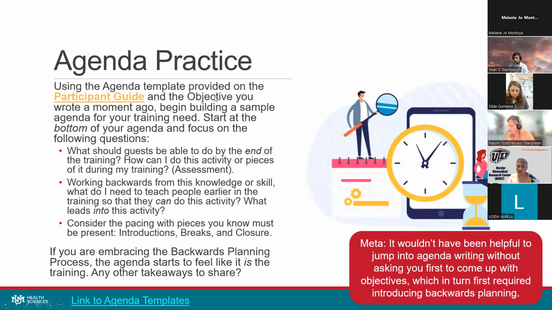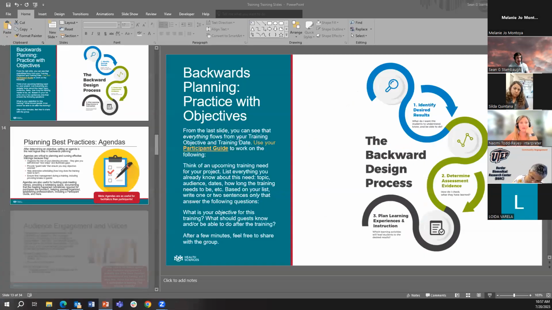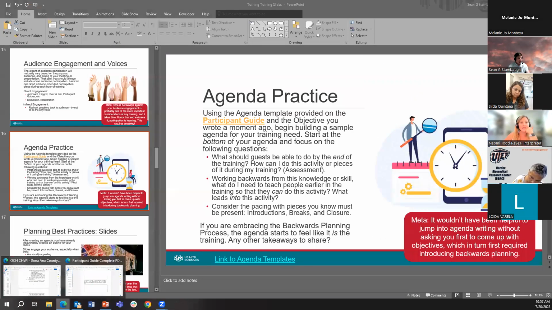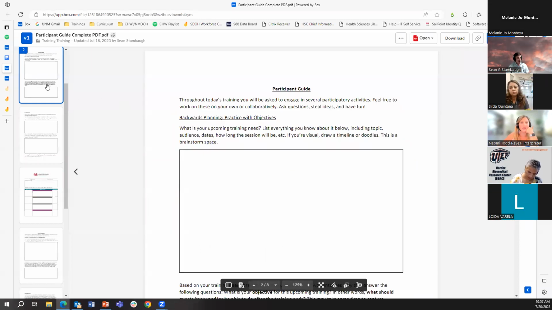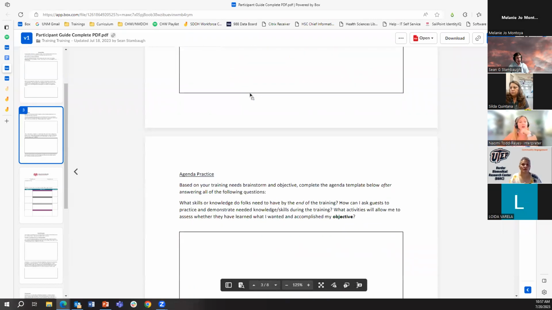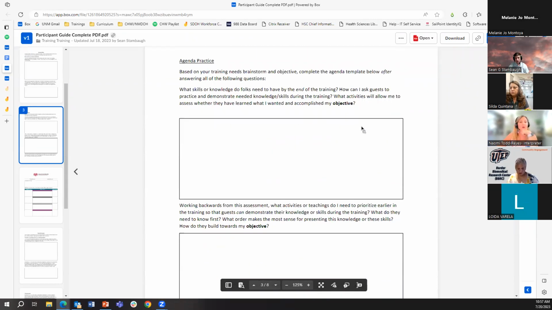So before we move into our break in a few minutes, I just want to share the next piece of our practice from the participant guide, which is to continue working so that we can get ourselves to a place where we can make our agenda. So if I go back to the participant guide, I'm now going to go on to page 3 for English and page 6 for Spanish.